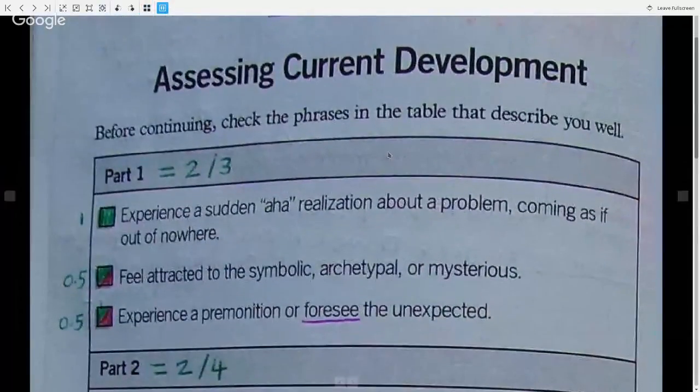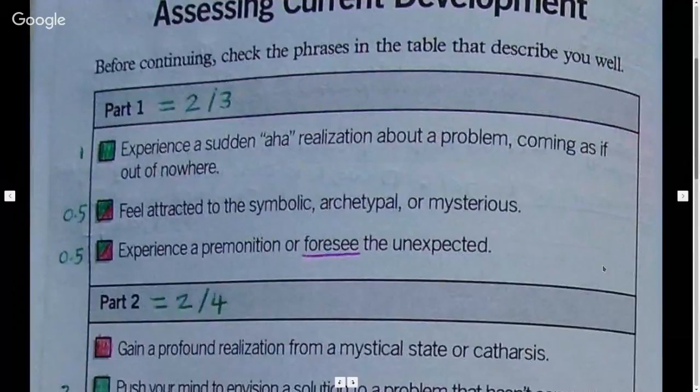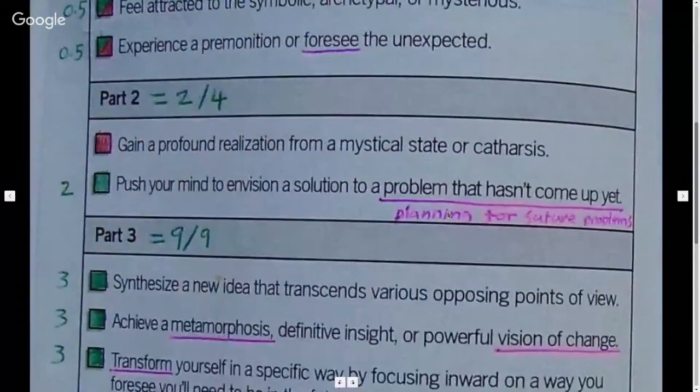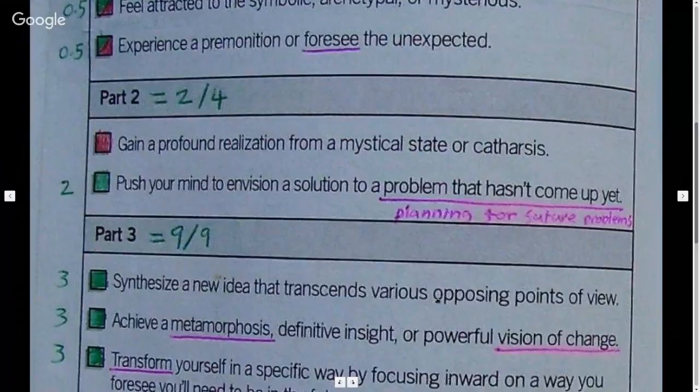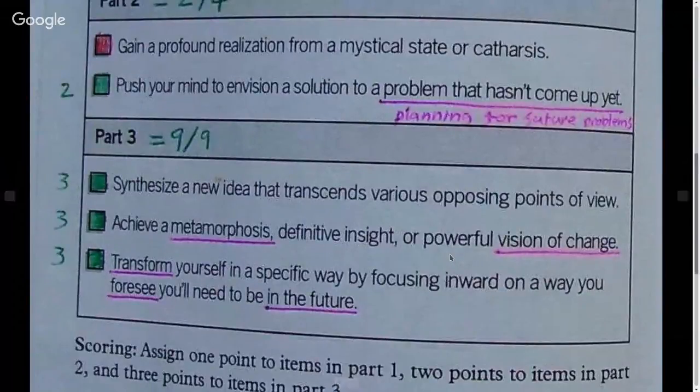So, right. Carol, how do you rate on that? Oh, yeah, I do that. Right. Yep. And then we've got number 2. I do the first one, profound realization. I'm not sure I push my mind to envision a solution to a problem that hasn't come up yet. I don't think I plan. Well, I mean, I try to plan out, you know, I have a path and I go a certain distance down the path trying to foresee what might happen, but I don't think I'm good at planning for a problem that I can't see yet.